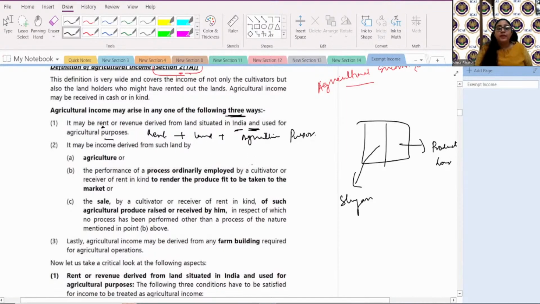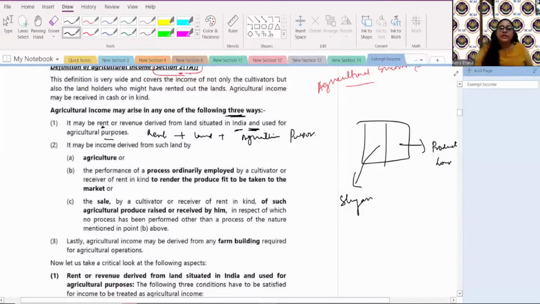Clear? Rent or revenue. Rent can be any rent, and revenue can be the fees, any fees related to that land. Also, I can receive this in cash or in kind. Because Sham is a farmer, he may not have cash. He gives me gunny bags of his produce. Whatever he grows, he gives me as rent. That means, don't think I'm a cruel person, but he is giving me rent in kind. He's giving me his produce. So that is also rent. And if I sell that produce, that is also an agricultural income.